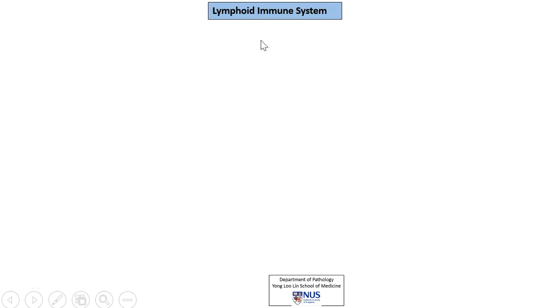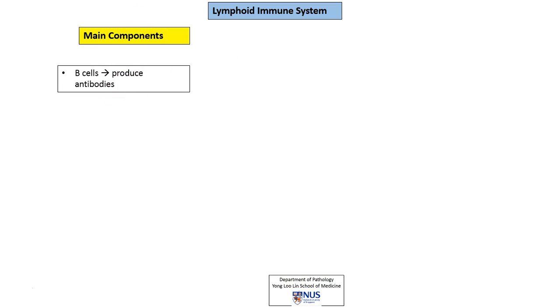Hello, we are going to take a very broad overview, a big picture view of the lymphoid immune system. So let's start off by looking at what the main components are. Of course, we will have the B cells or B lymphocytes. These are responsible for producing antibodies as part of the humoral immune response.